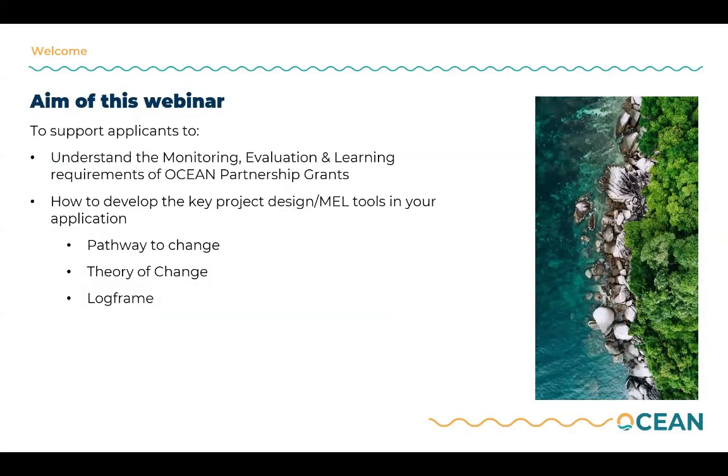So the idea today is to support you all in the development of your application by understanding the monitoring, evaluation, and learning requirements of Ocean Partnership grants. And we are going to work on how to develop the key project design MEL tools in your application, like the pathway to change, theory of change, and the log frame.